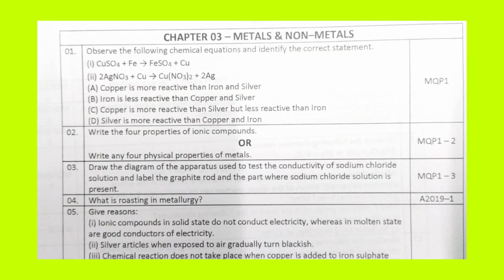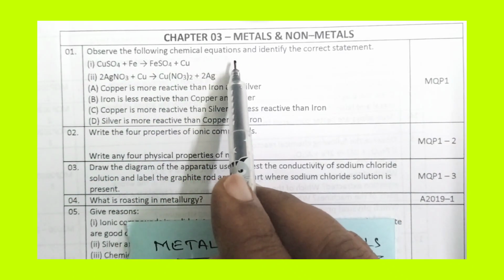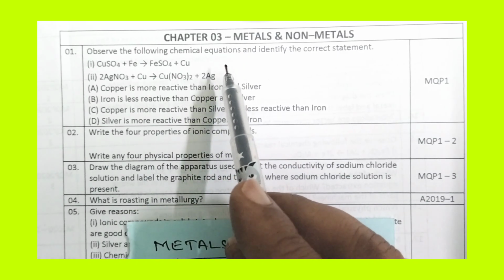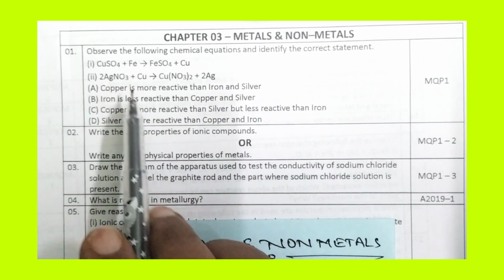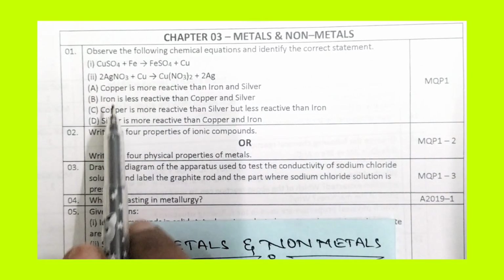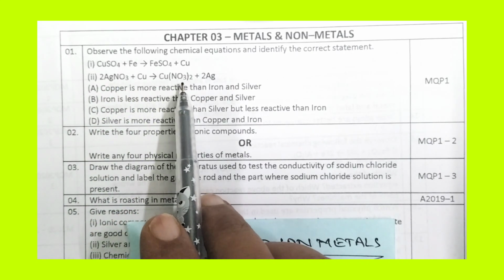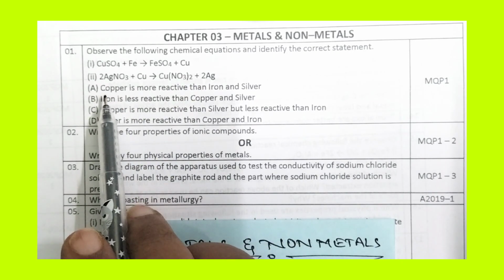Hi everyone. In this video we are going to answer the chapter Metals and Non-metals of chemistry from the previous year question paper. So let us answer the first question. Observe the following chemical equation and identify the correct statement. CuSO4 plus Fe gives FeSO4 plus Cu. 2AgNO3 plus Cu gives Cu(NO3)2 plus 2Ag.